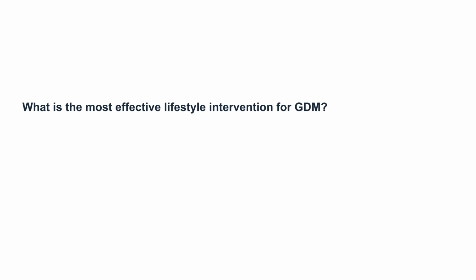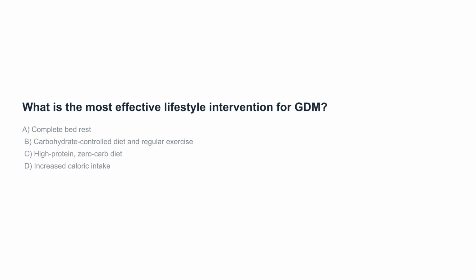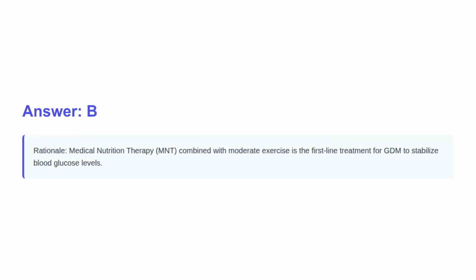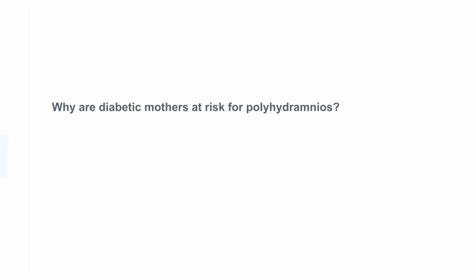What is the most effective lifestyle intervention for GDM? Options are complete bed rest, carbohydrate-controlled diet and regular exercise, high-protein zero-carb diet, or increased caloric intake. Answer B is correct. Medical nutrition therapy combined with moderate exercise is the first-line treatment for GDM to stabilize blood glucose levels.